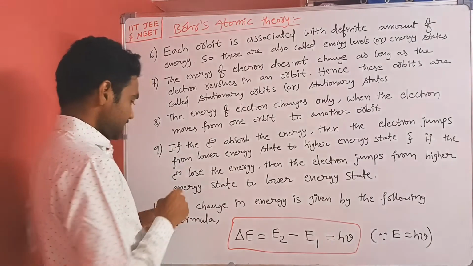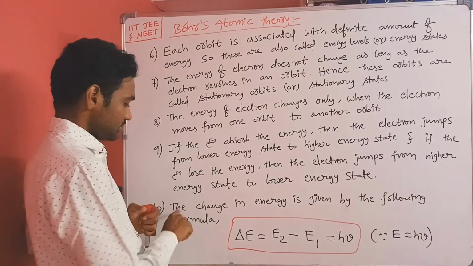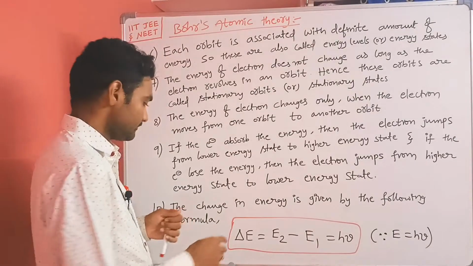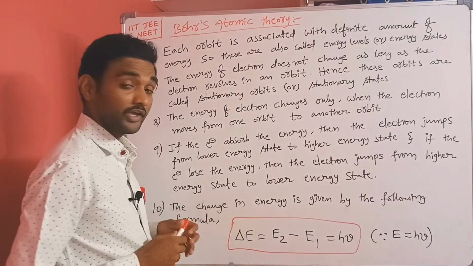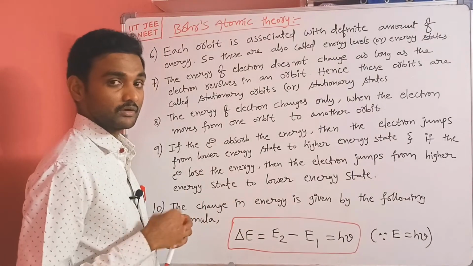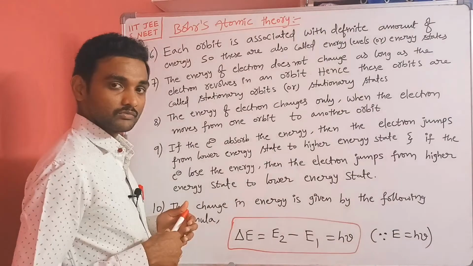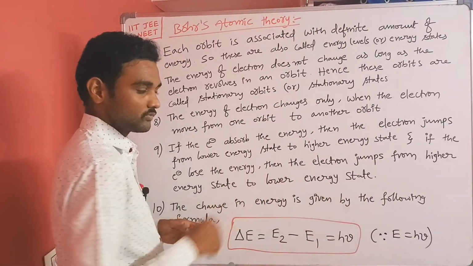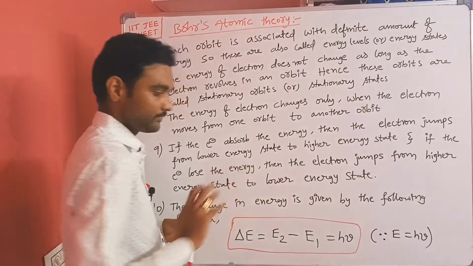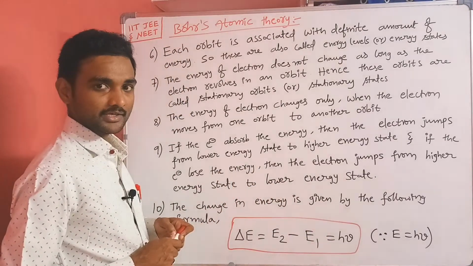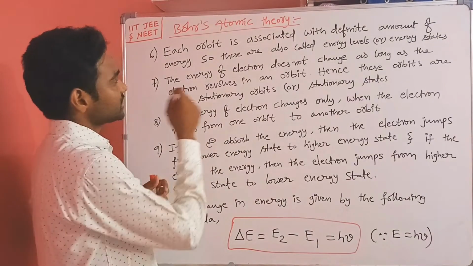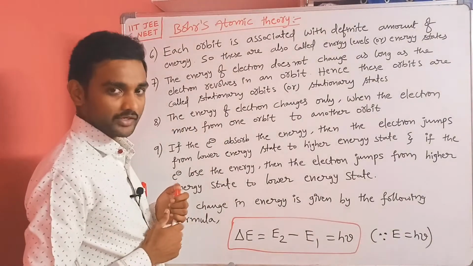Next, the 10th point. The change in energy is given by the following formula: delta E is equal to E2 minus E1, which is equal to h mu. According to Planck's quantum theory, E is equal to h mu. Have you understood clearly? All these are the main points of Bohr's atomic theory.